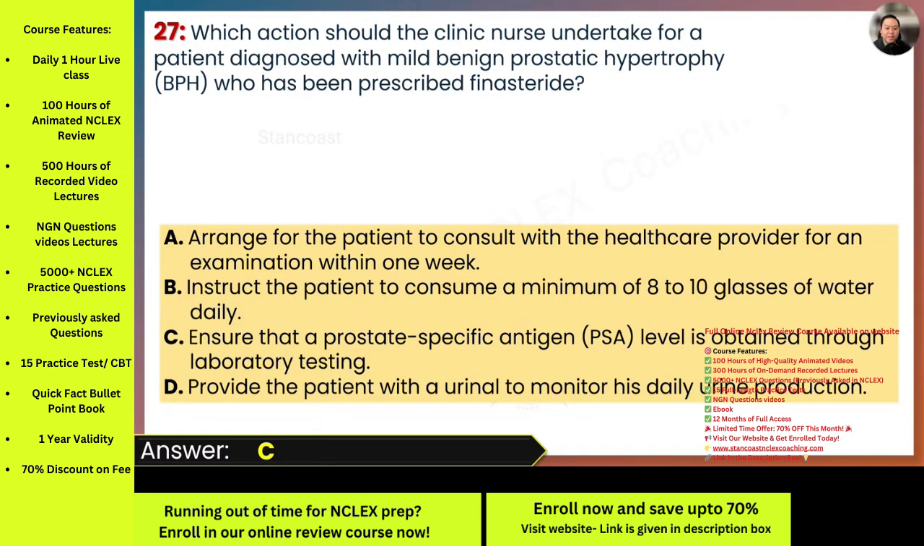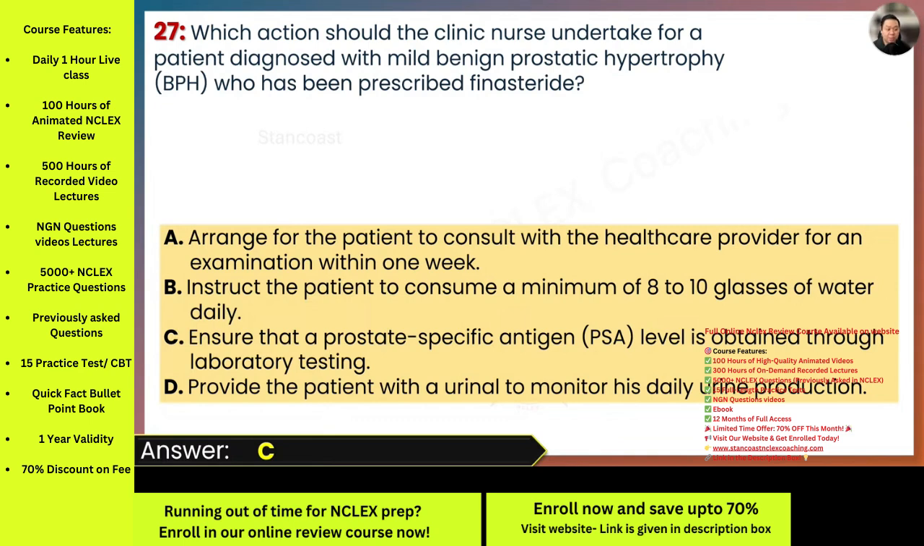We know that drinking enough volume of water can be helpful, but again, this is not going to affect the efficacy of the medication. And this is irrelevant to the medication action in treating the BPH.